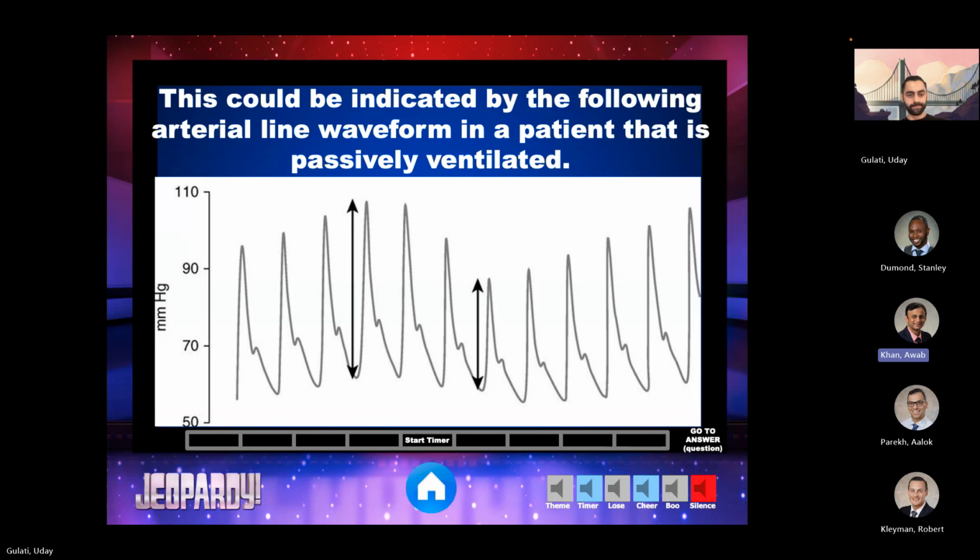I assume the question is trying to get at the pulse pressure variation, right? Yeah, and so what could that mean in a patient that's passively ventilated? It could be hypovolemia, but in a passively ventilated patient... Passively ventilated versus actively ventilated, it doesn't matter. Oh, so hypovolemia? Yep, right on, man.